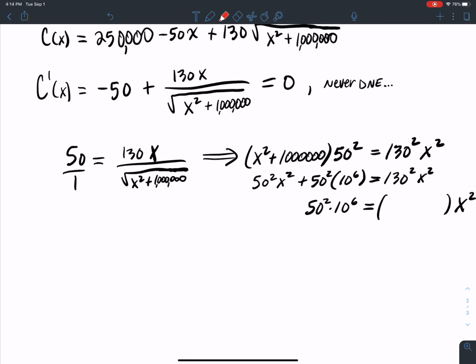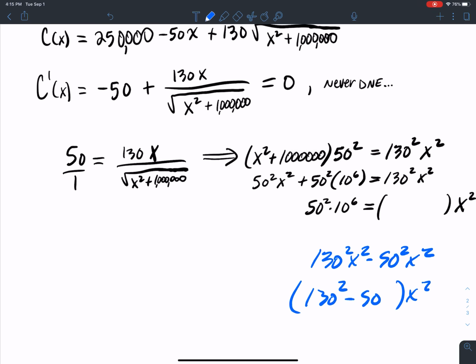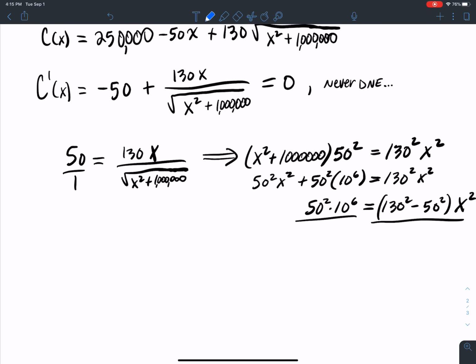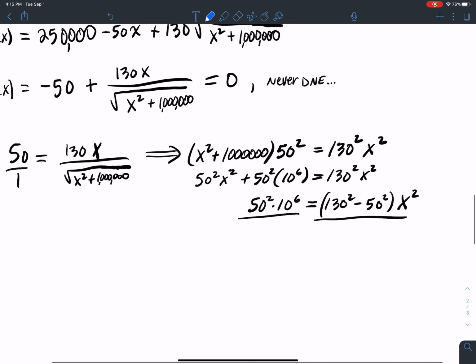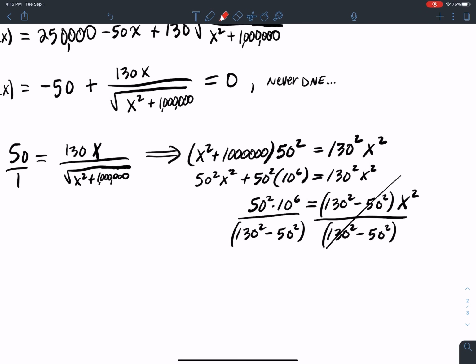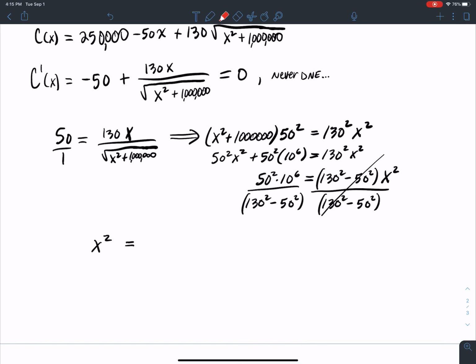So I have 130 squared x squared minus 50 squared x squared, right? I'm going to factor out the x squared, and that leaves me 130 squared minus 50 squared. That's what I'm doing there, okay? Now, I want to get x by itself, so I need to divide both sides by this nasty number here. So that will cancel there. And so I have x squared equals this nasty thing right here. So I'm going to rewrite this x squared equal to this thing right here.